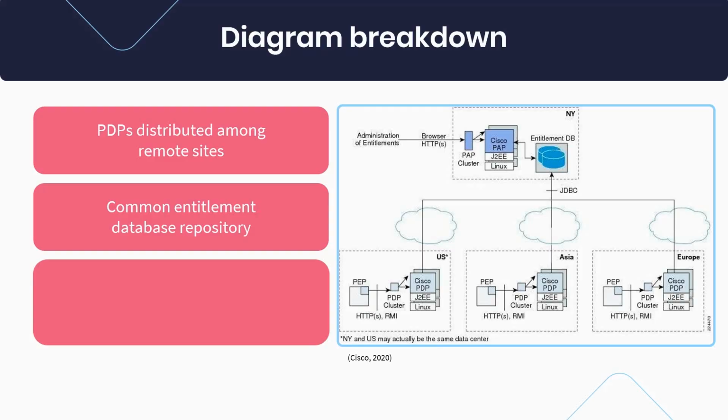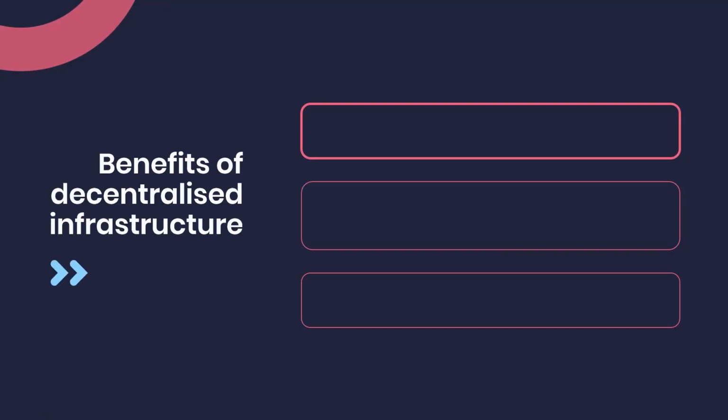Here we see that both the PEP and PDP are on the remote site, which greatly speeds up the time it takes to resolve queries. So when looking at the benefits of a decentralized infrastructure, clearly on point is increased speed. The second benefit is having a decentralized database.